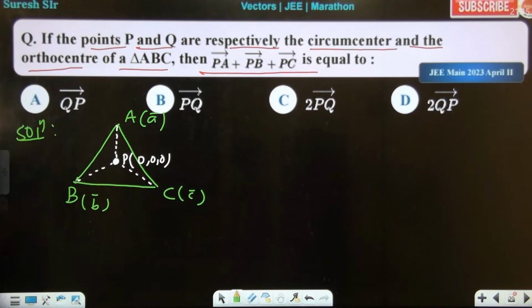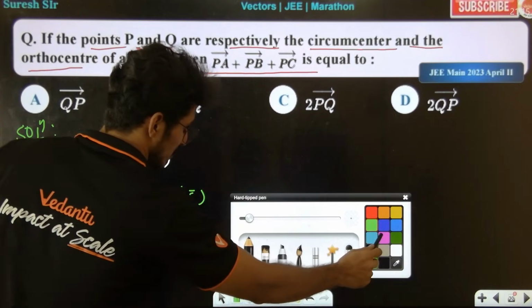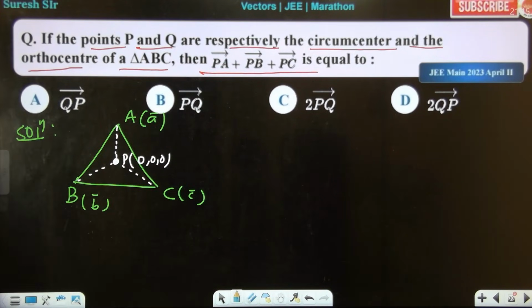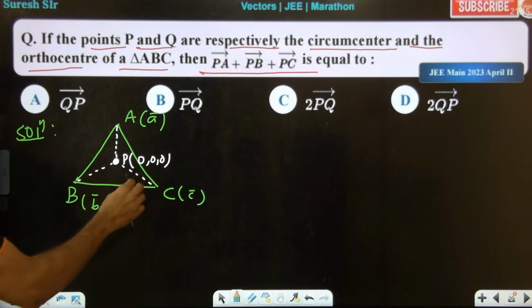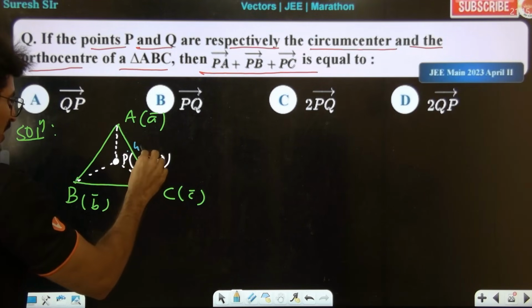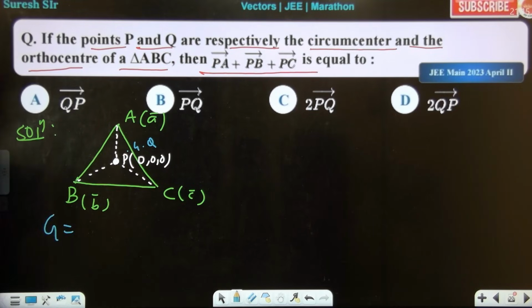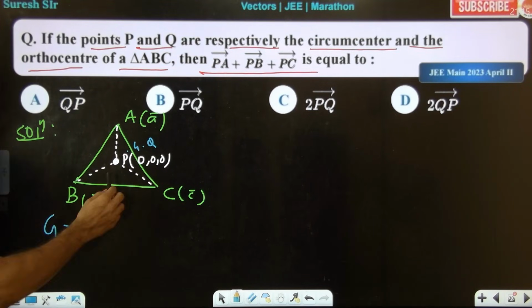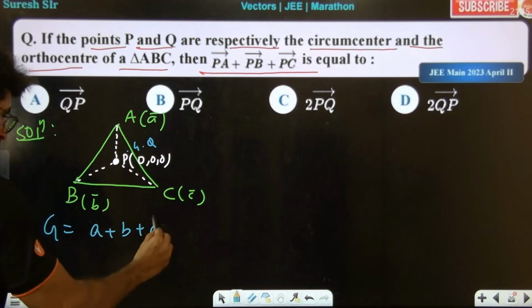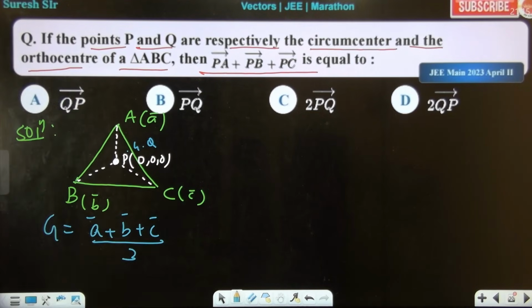Q is the orthocenter. Now, where should I take the orthocenter? Let me take it somewhere inside the triangle itself, G here and Q here. So G and Q are inside the triangle only, but I am writing them outside, please understand. Now tell me, what is the centroid going to be? The centroid is (A vector plus B vector plus C vector) divided by 3. Yes or no?